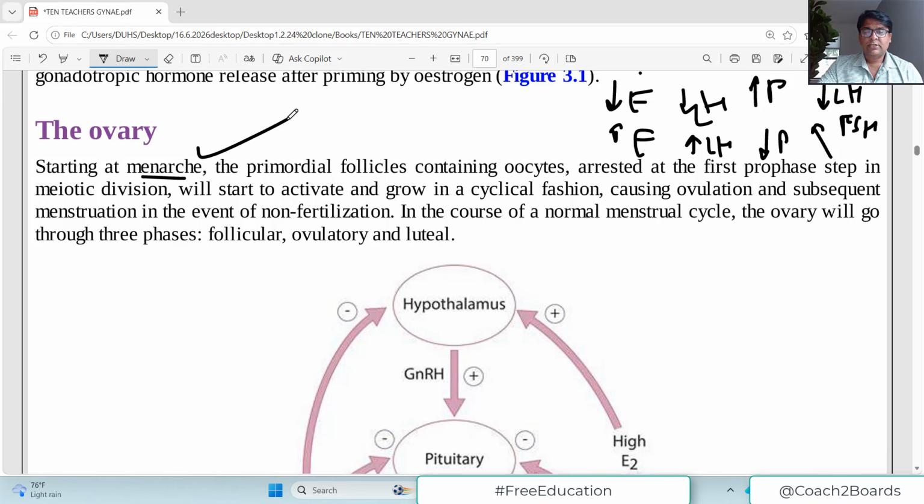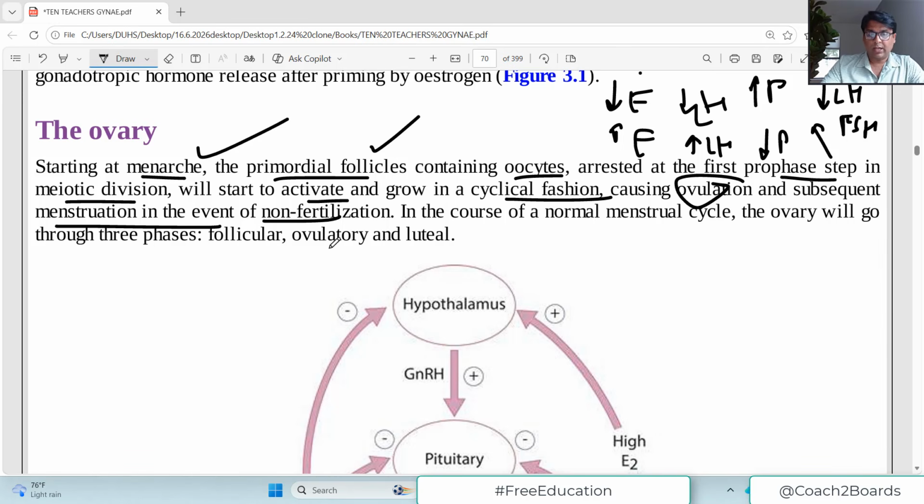Starting in the menarche, which is the start of menstrual cycle, the primordial follicles which the females are born with contains the oocyte. They are arrested at the first prophase step in the meiotic division, never completes unless there is fertilization, will start to activate and grow in a cyclical fashion, causing ovulation and subsequent menstruation if there is an event of no fertilization. If there is fertilization, तो फिर zygote implantation अलग कहानी शुरू हो जाएगी.